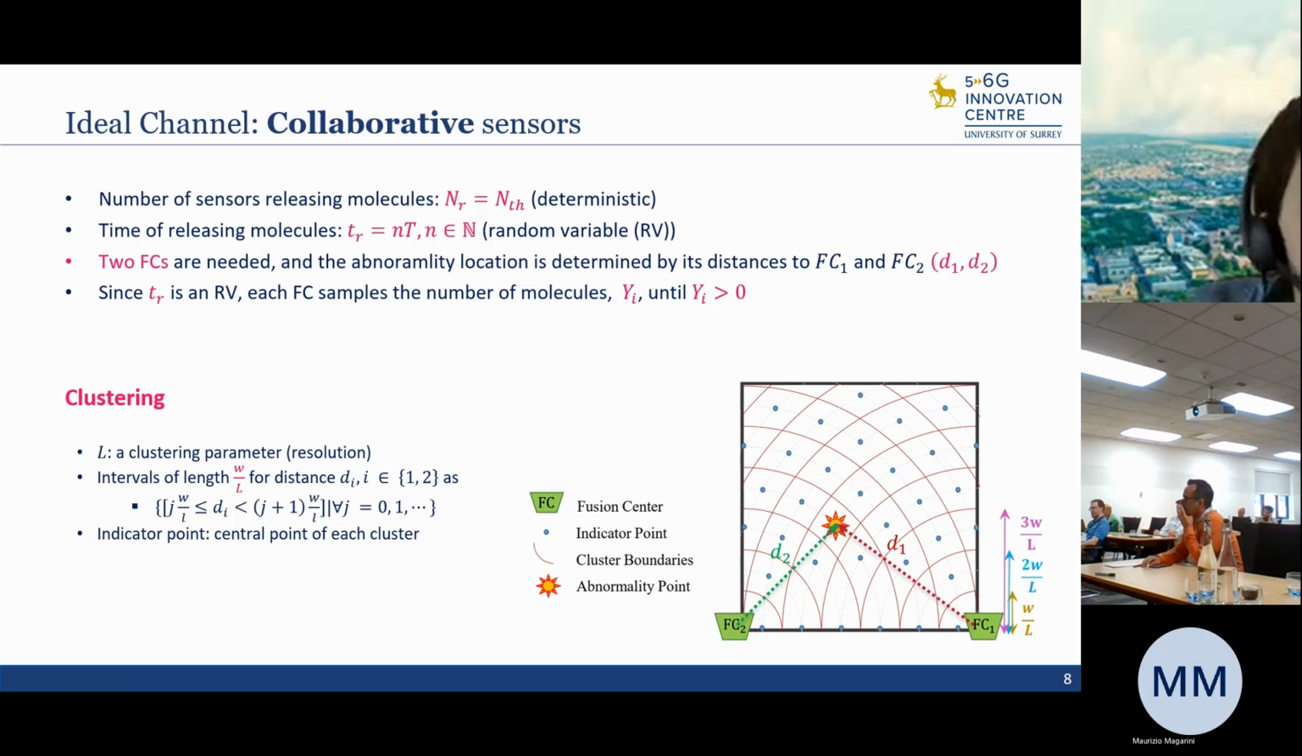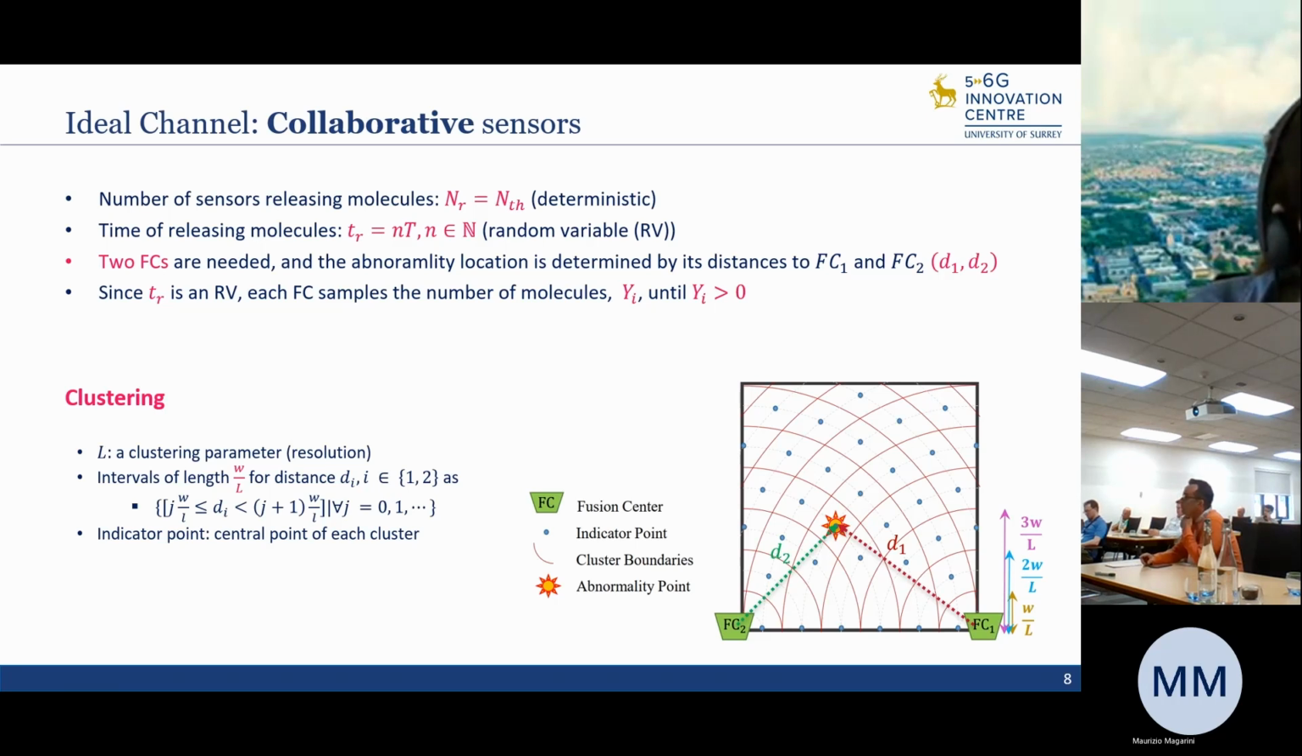because each fusion center starts sampling after releasing the sensors to the medium. And when it receives some positive amount of molecules, the fusion center knows that this is the correct time slot, and of course we find the observation time that the fusion center must wait. I will describe in the next slide, but we don't have anything random here, and the fusion center can estimate its distance to the abnormality point based on the molecules received from the sensors. And having two distances, we cluster the area based on these two distances with some resolution, and we find the cluster of the abnormality.